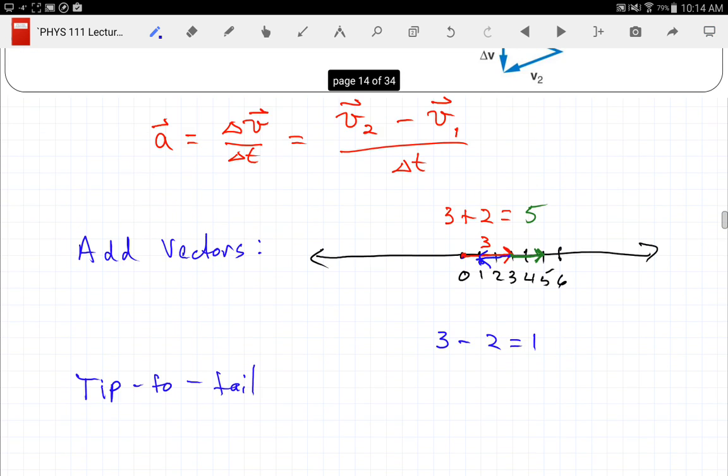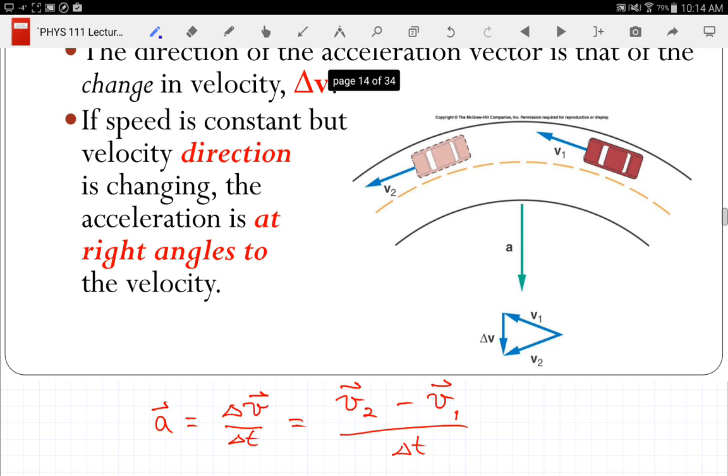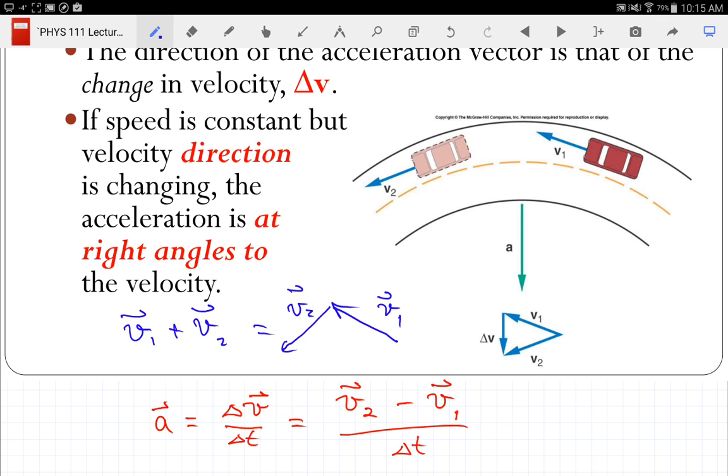So if I have these two vectors, and I wanted to add these two vectors, I would say v1 plus v2 can be graphically written as there's v1, there's v2, and so the solution when I add them together would be that.